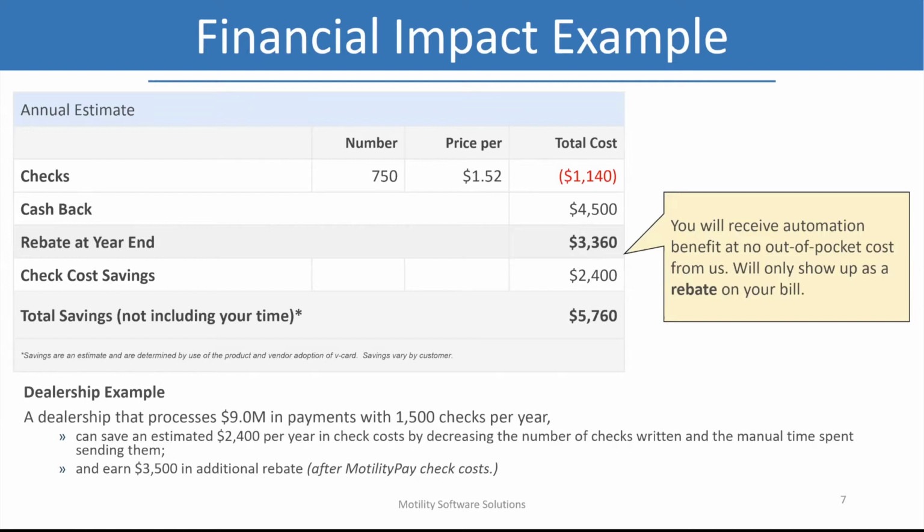So at the end of the year, you're close to $6,000 back on your bill just for utilizing MotilityPay, streamlining your AP process. So again, as you can see, MotilityPay really does save you time and allows you to earn a lot of money back.